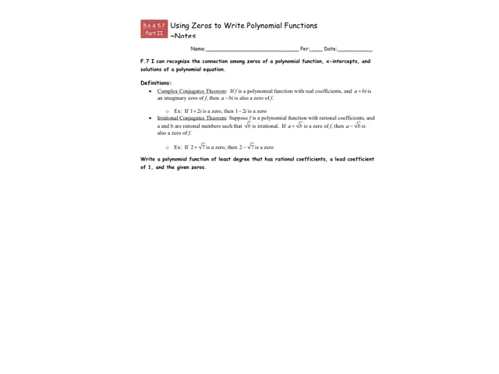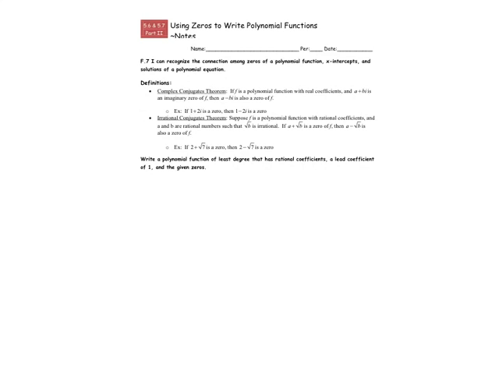Okay, so the second part of 5.6 and 5.7 is using zeros to write polynomial functions. So basically we're going to be given the answers and we're going to have to write the equations. So we're going to be working backwards. All right, this comes from section part F7. I can recognize the connection among zeros of a polynomial function, x-intercepts, and solutions of a polynomial equation.